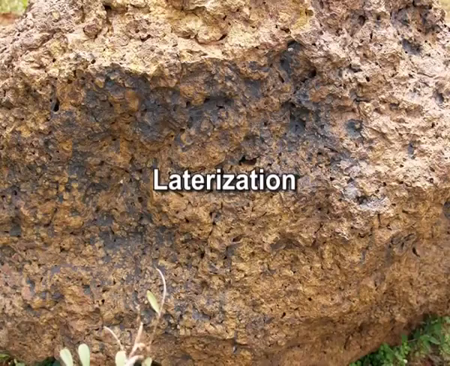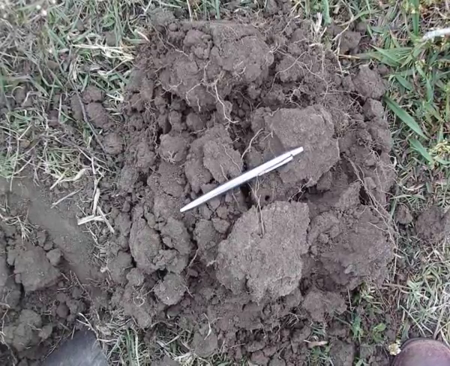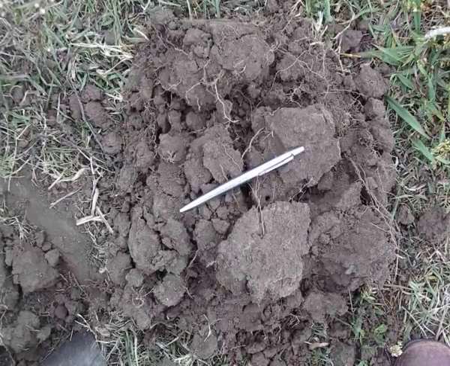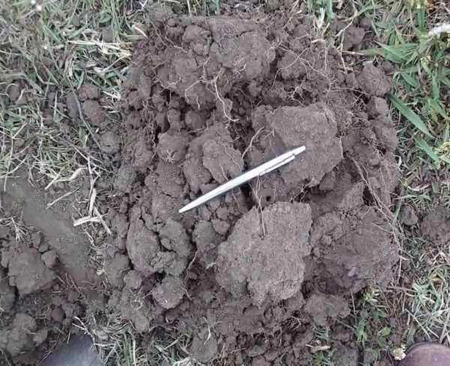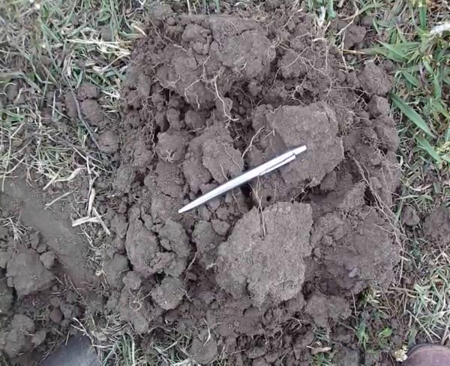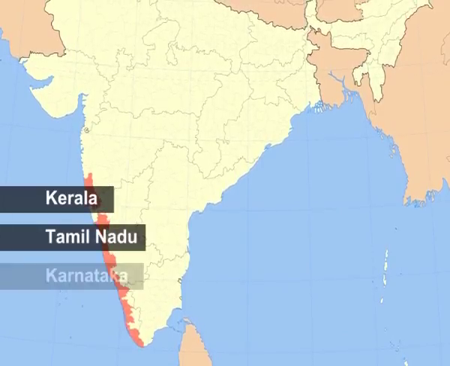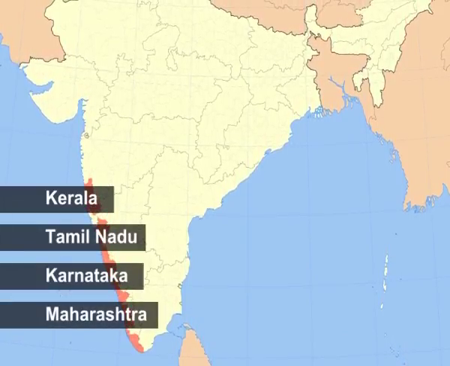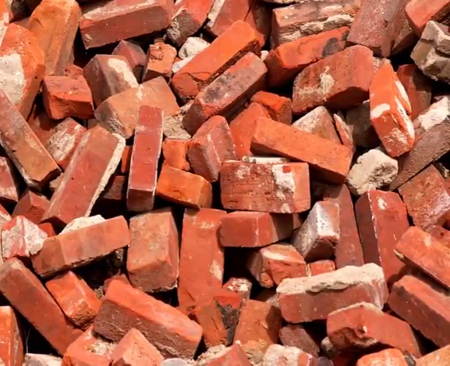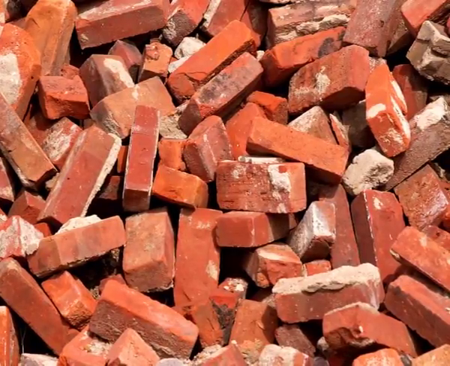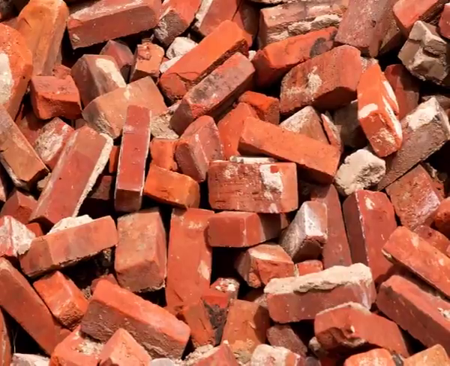Laterization. The term laterite is derived from the word lattice, meaning brick or tile, and was originally applied to a group of high clay Indian soils found in Malabar hills of Kerala, Tamil Nadu, Karnataka and Maharashtra. It refers specifically to a particular cemented horizon in certain soils which when dried becomes very hard like a brick.